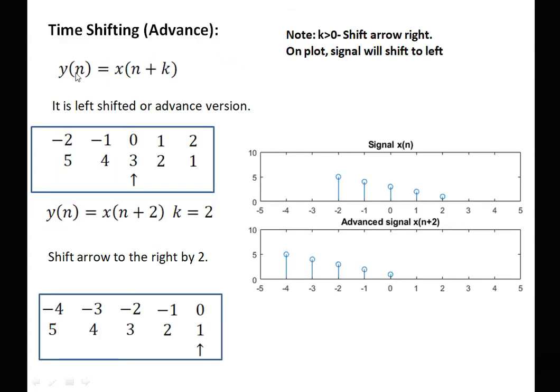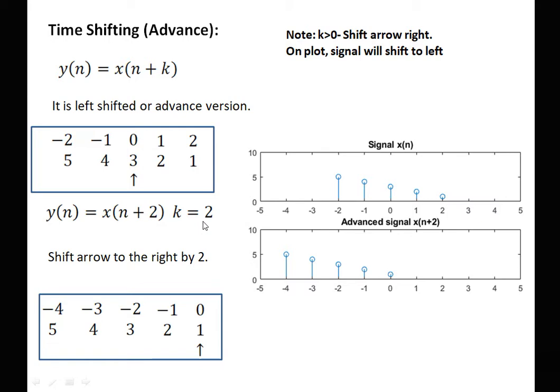Now, the next operation is the advance operation, that is time shifting, but in that, the advanced signal is there. Equation is y of n is equal to x of n plus k. It is the left shifted or advanced version. Same signal is there, 5 4 3 2 1. Signal occupies from -2 to 2. Now the equation is y of n is equal to x of n plus 2, where k is equal to 2.